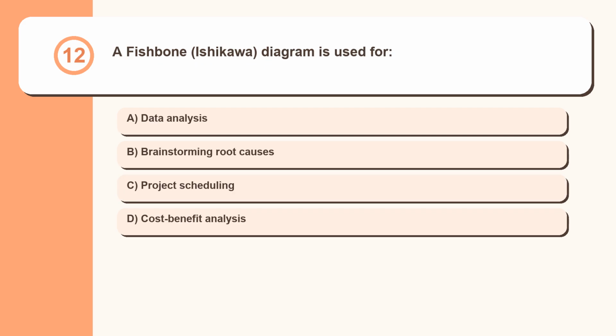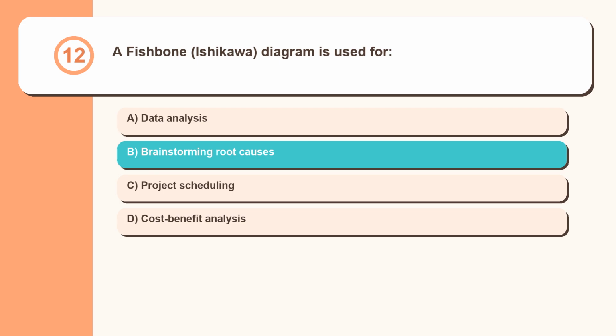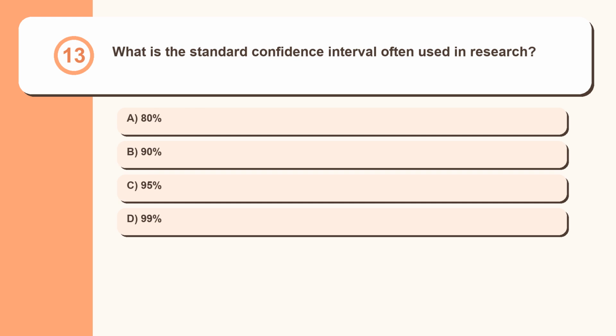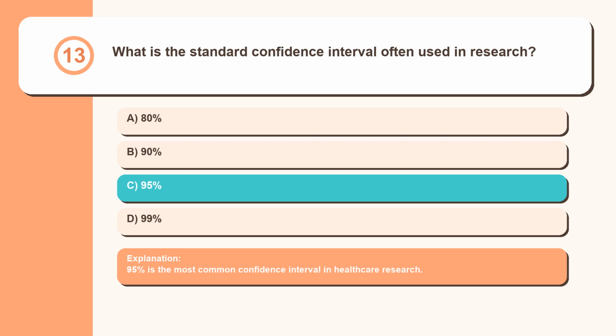Question 12. A fishbone, Ishikawa, diagram is used for data analysis, brainstorming root causes, project scheduling, cost-benefit analysis. It is a cause and effect diagram used in brainstorming. Question 13. What is the standard confidence interval often used in research? 80%, 90%, 95%, 99%. 95% is the most common confidence interval in healthcare research.